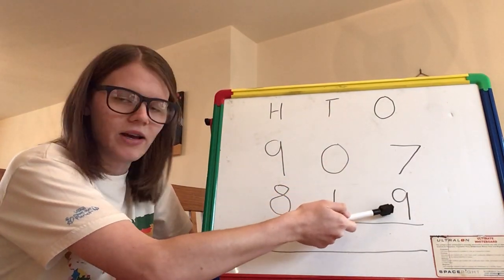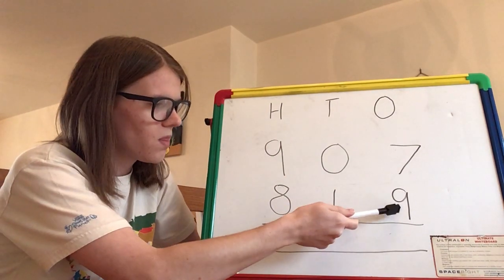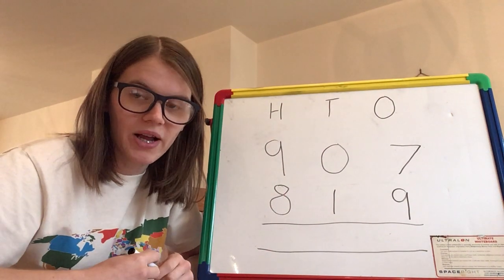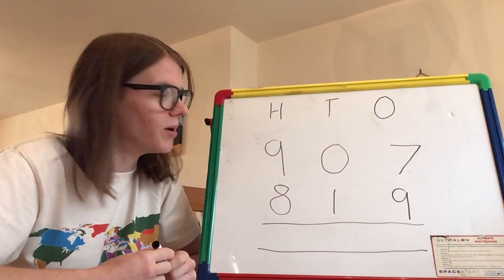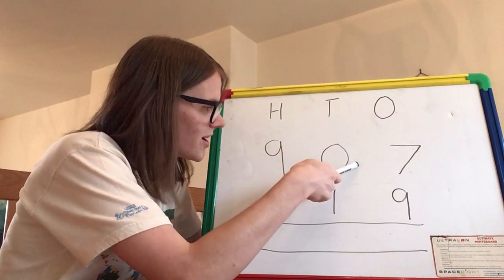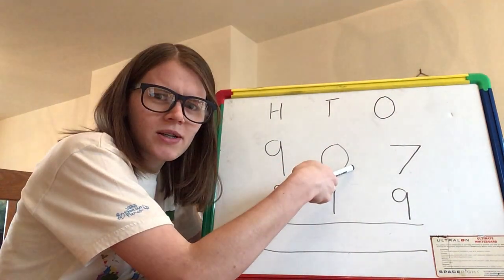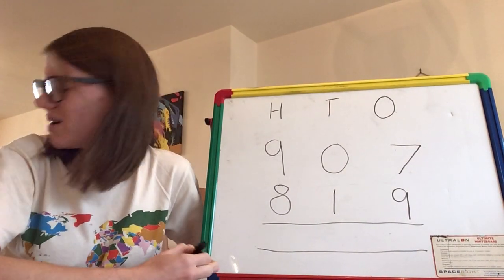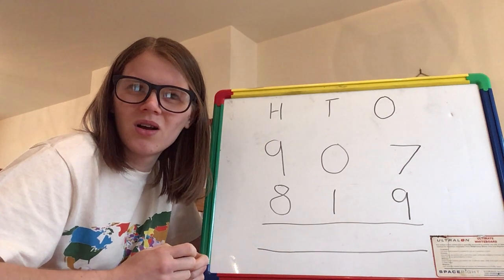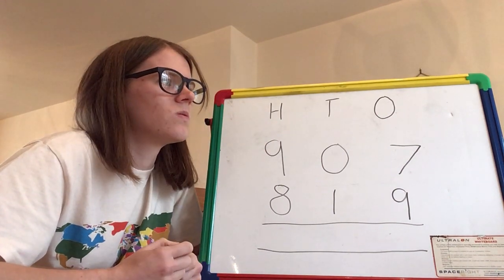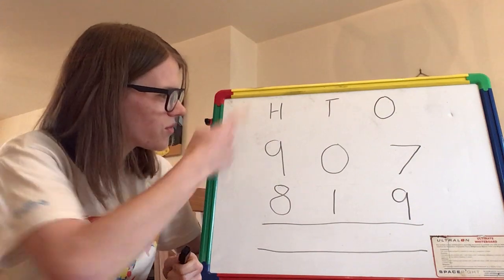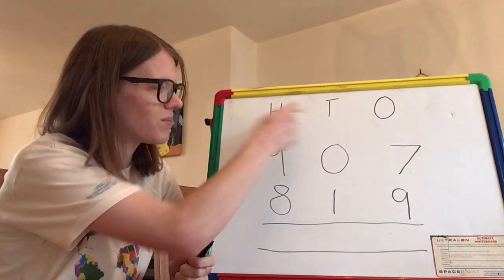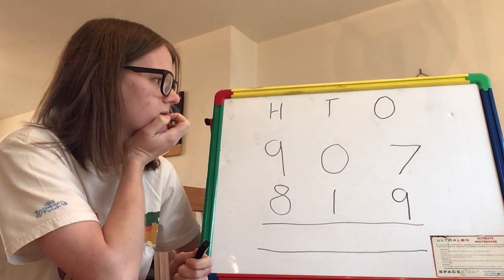7 take away 9. The number on the bottom is bigger than the number on the top. So I need to do some borrowing. I need to borrow from the top in the next column, okay? Let's go. Ooh, 0. Oh, I can't borrow from 0. That's a bit of a pain. What am I going to do? I can't borrow from 0 because there's nothing there to borrow. I've got nothing in this part of my tens column, so I can't borrow from there.